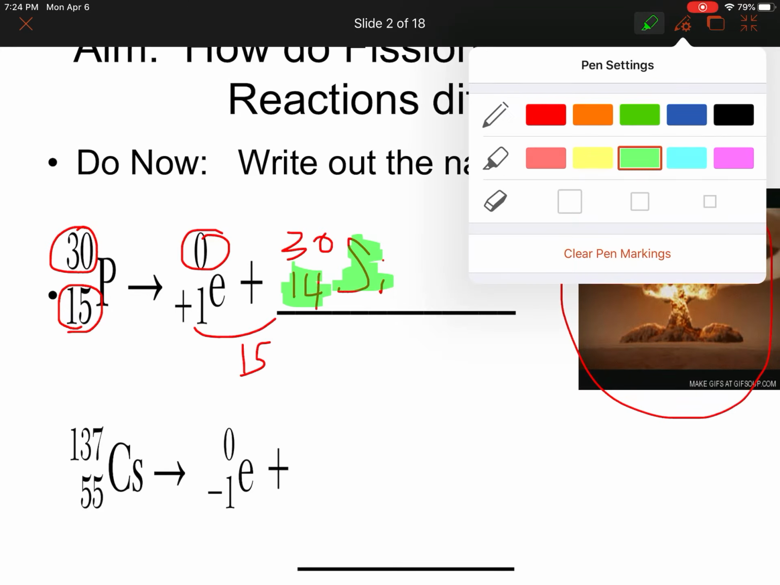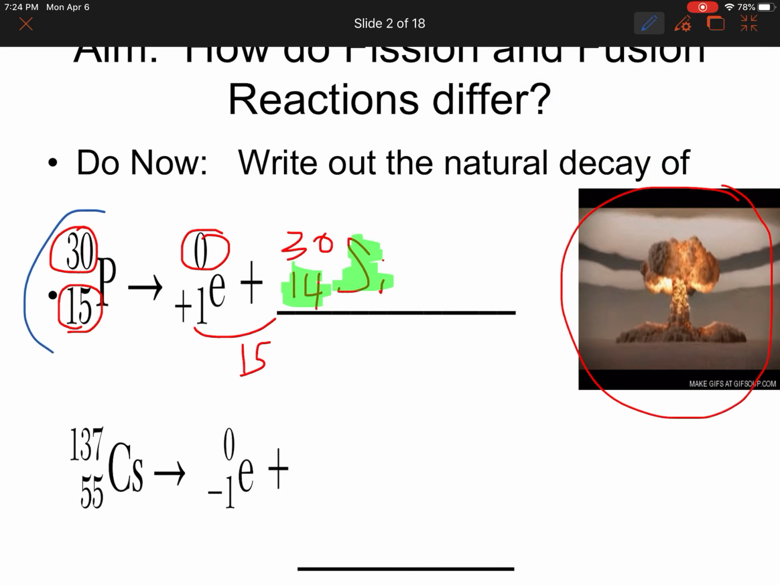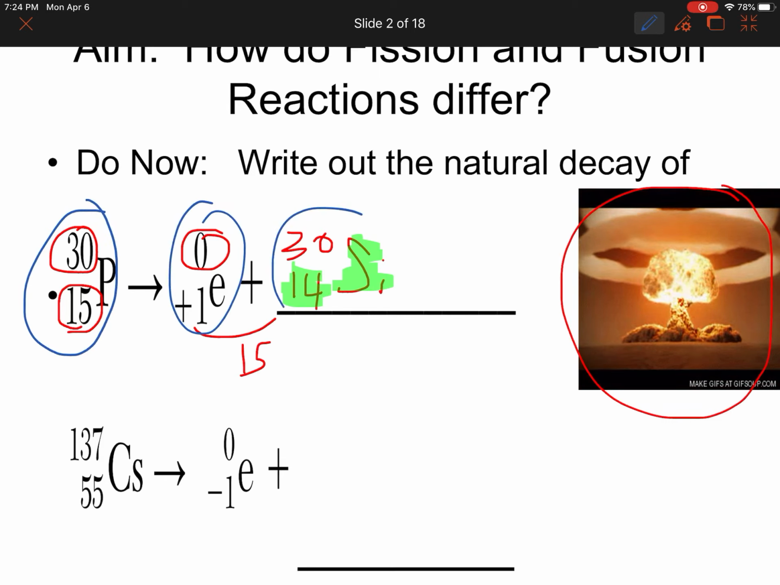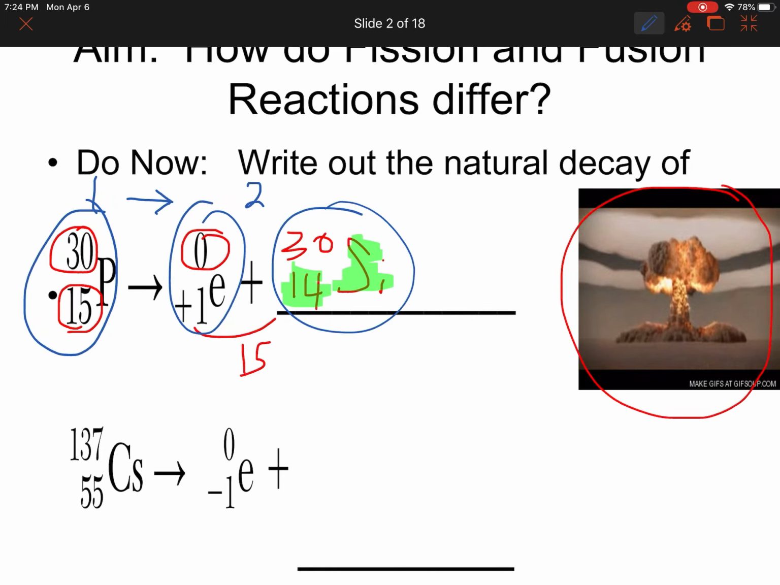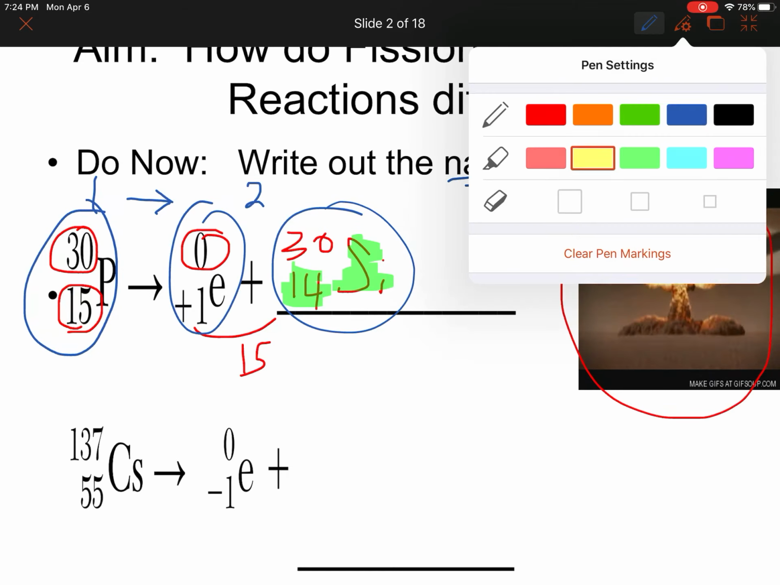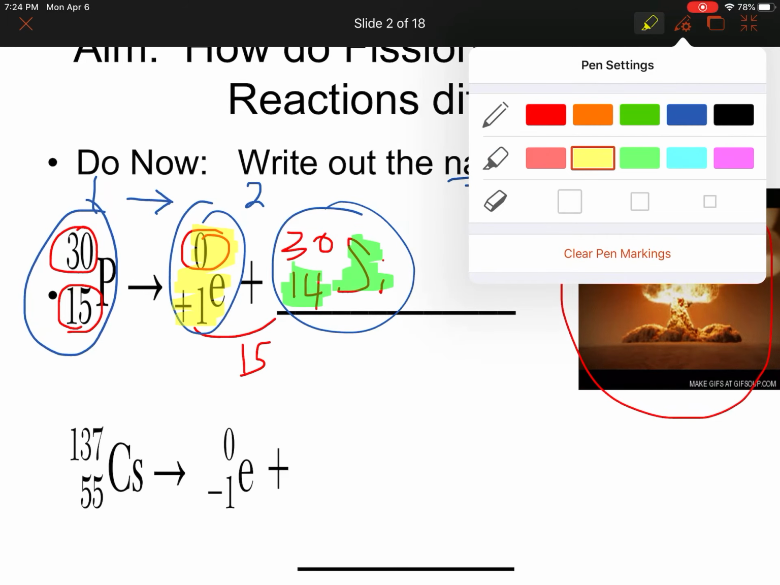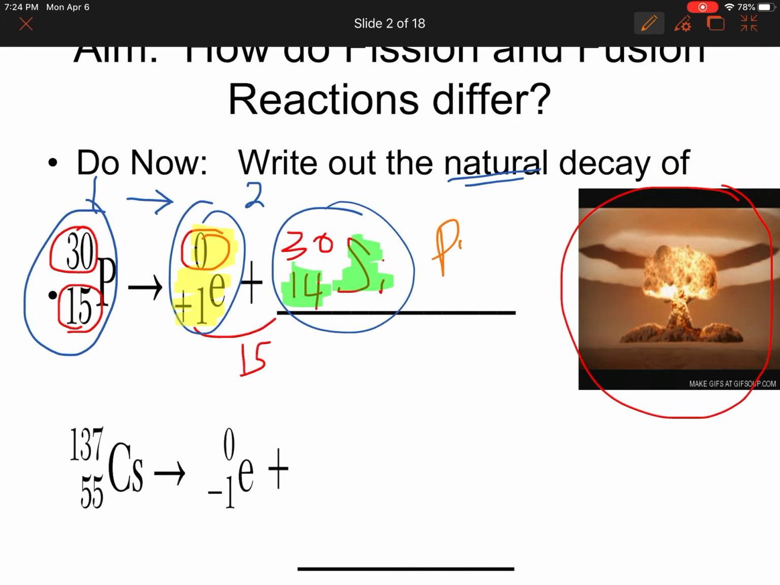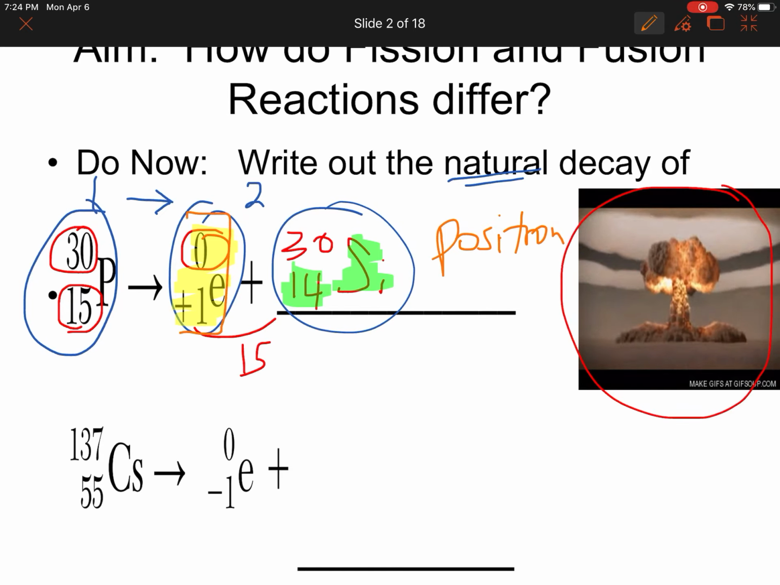Okay, moving on. Let's do the next question here. First of all, is this natural or artificial? Well, I have 1 on the left and 2 on the right. So we know this is natural decay, right? However, what type of natural decay is it? Well, I see 0 plus 1e. According to table O, 0 plus 1e represents a positron decay.